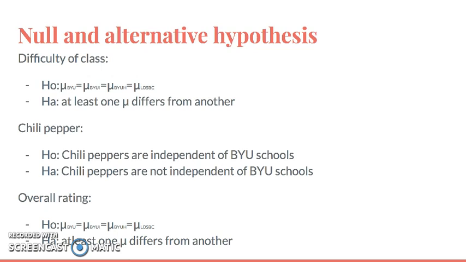For the chili peppers, our null hypothesis was that the chili peppers are independent of the BYU school, and the alternative is that they are not independent. And lastly, for the overall rating, the null hypothesis was that the 4 schools' overall ratings are equal to each other, and the alternative is that at least one differs.